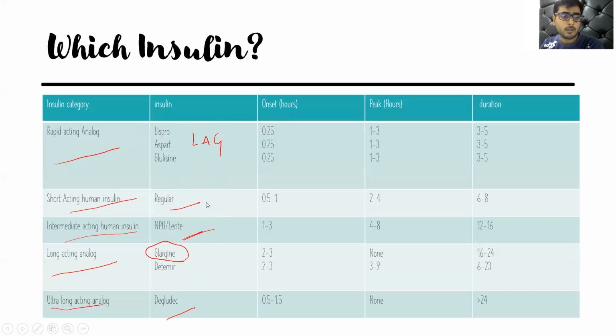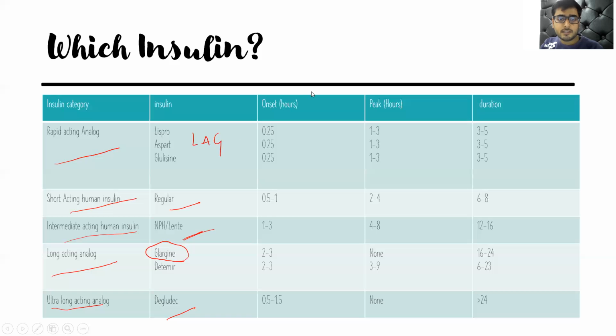So for all practical purposes, we need to remember only two types of rapid acting analog, that is lispro and aspart. Regular insulin as an example of short acting human insulin. In intermediate acting, we need to remember NPH and Lente. In long acting analog, we need to remember glargine, which is most practically used.